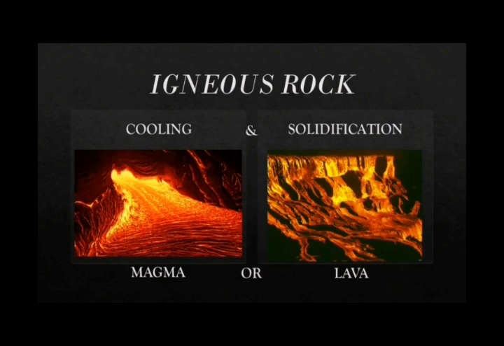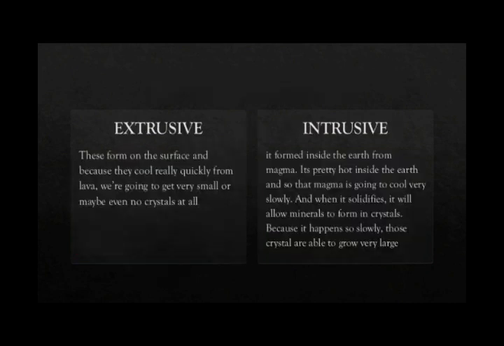There's a difference between lava and magma. When it's deep inside the earth, under the surface, we call it magma. If it erupts onto the surface, we call it lava. Igneous rocks are classified according to where they cool and solidify.